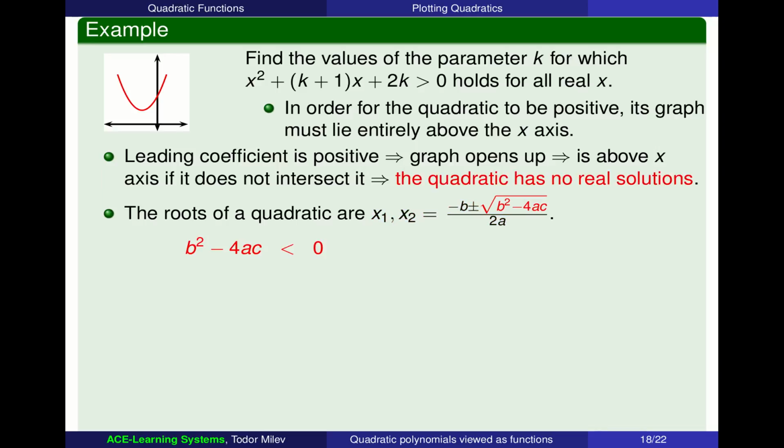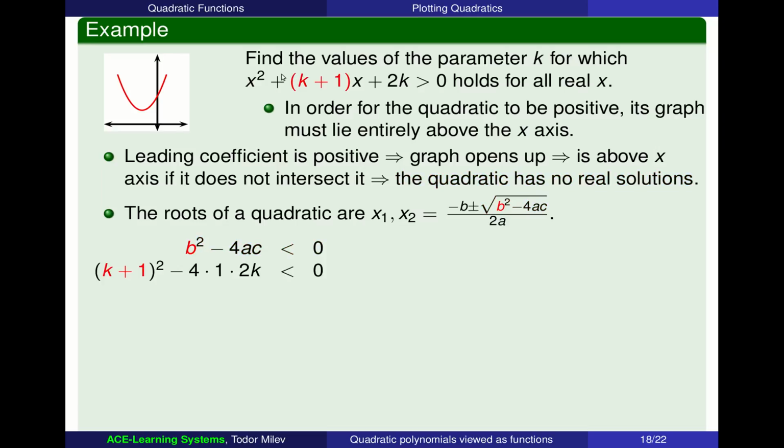So for this quadratic to have no real solutions, that means that the number under the radical must be negative. For me to not have real solutions, I need b squared minus 4ac, the discriminant, D, to be negative. Because if the discriminant is positive or equal to 0, I do have real roots. So the graph of my function intersects the x-axis, and that's not what I want. So I need b squared minus 4ac to be less than 0.